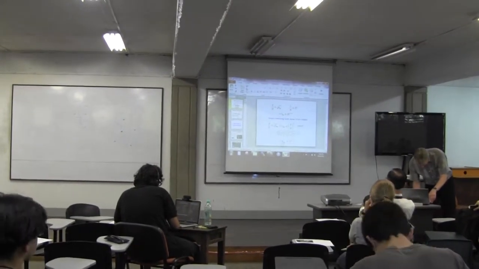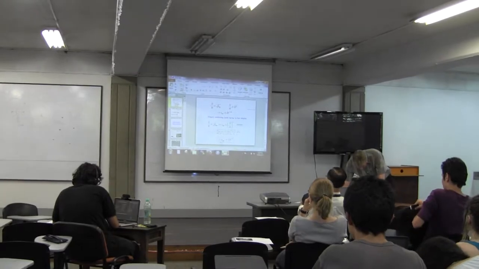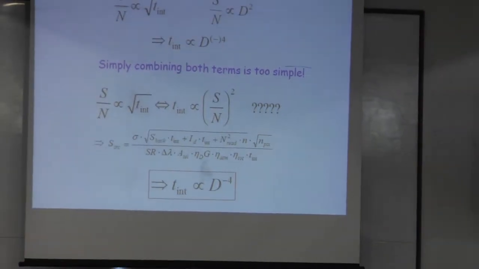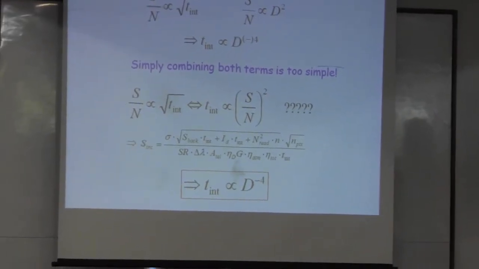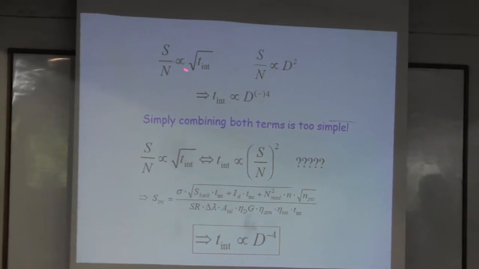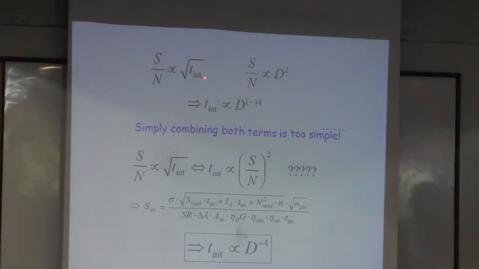But before I get there, we have a couple of things from last time that we haven't finished. Two students actually asked me how this works. If signal to noise is proportional to the square root of the integration time and is proportional to D squared, the telescope diameter, then you can combine the two. And then the integration time would be proportional to the fourth power of the telescope diameter and not to the minus fourth power. And then it makes no sense.